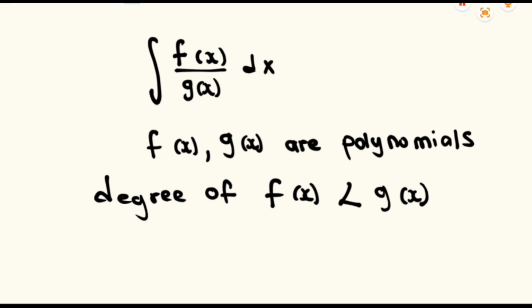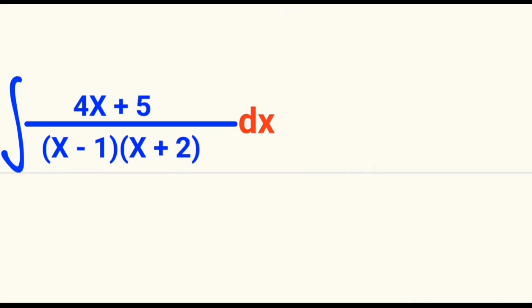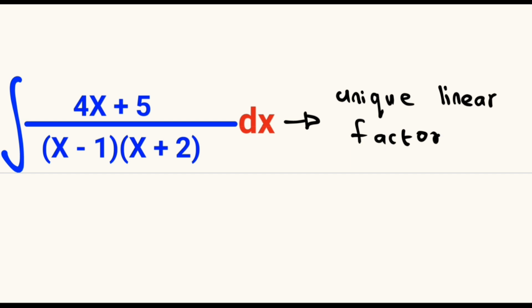For our first question, we integrate 4x plus 5 divided by x minus 1 multiplied by x plus 2 dx, and as we can see in the denominator we have unique linear factors, as the x minus 1 is different from the x plus 2.